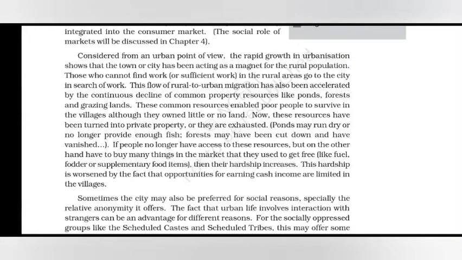Considered from an urban point of view, the rapid growth in urbanization shows that the town or city has been acting as a magnet for the rural population. Those who cannot find work in the rural areas go to the city in search of work. This flow of rural to urban migration has also been accelerated by the continuous decline of common property resources like ponds, forests and grazing lands. These common resources enabled poor people to survive in the villages although they owned little or no land. Now these resources have been turned into private property or they are exhausted.